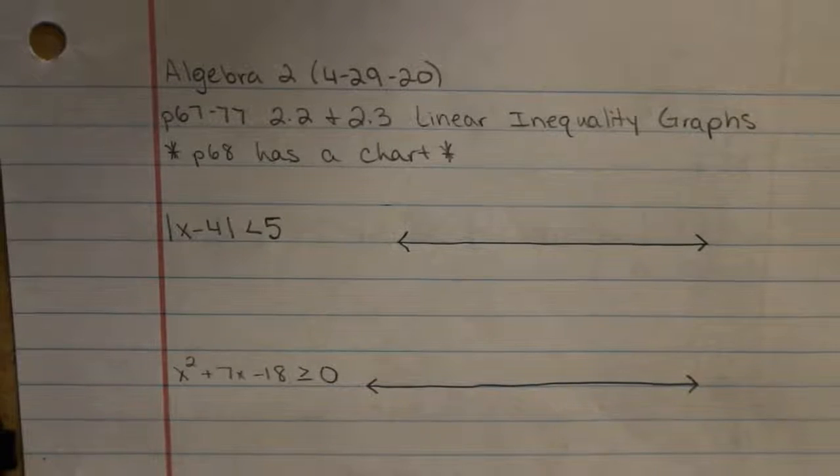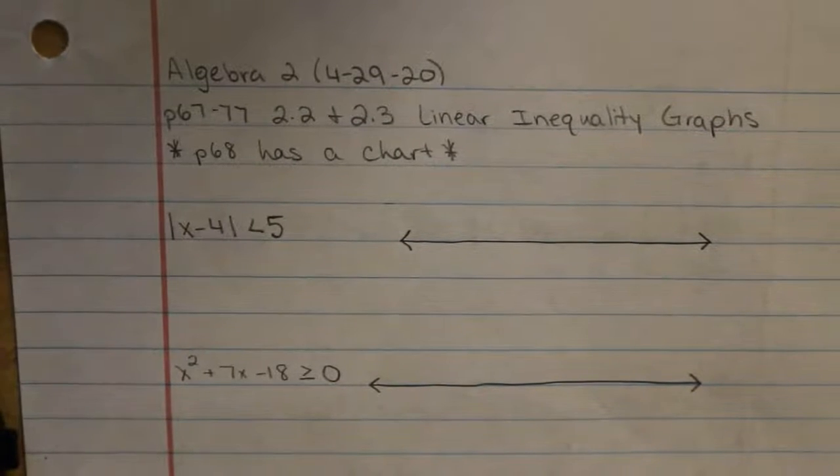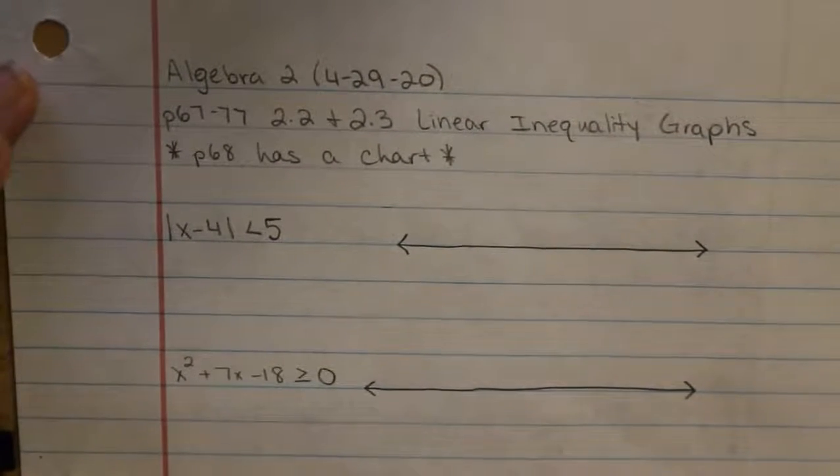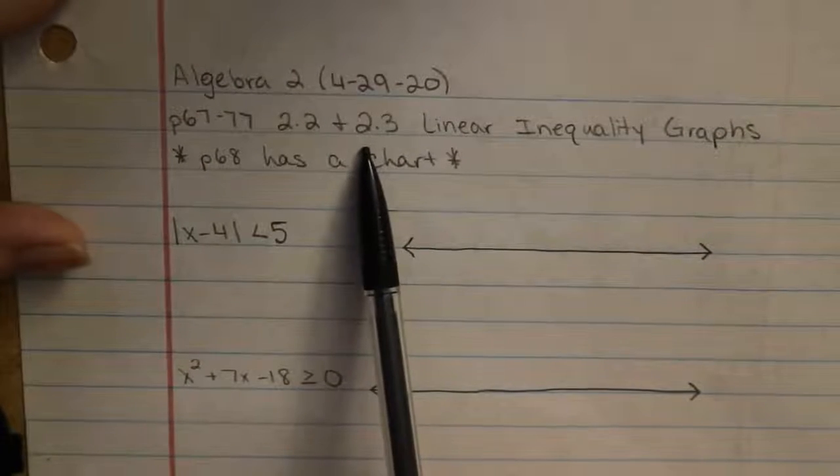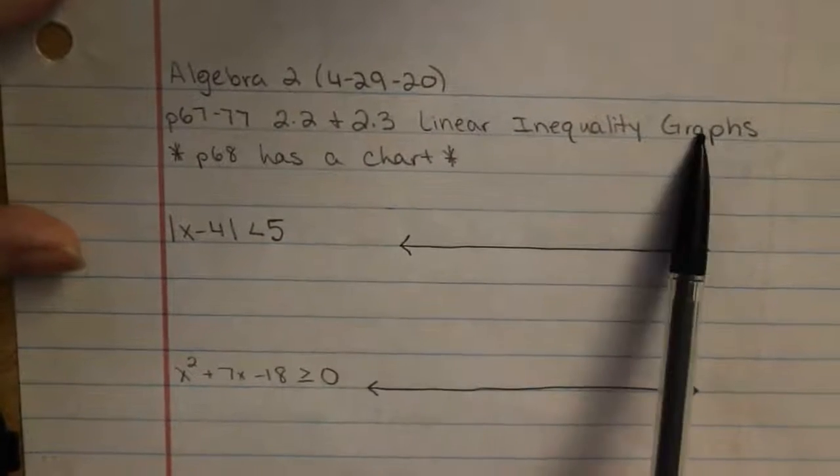We are starting review in Algebra 2 for your exam that is coming up in a couple weeks. So I went ahead and split these up by sections based off of which I thought would fit best. The first section that we're going over is on pages 67 to 77. It's 2.2 and 2.3, and it's the linear inequality graphs.